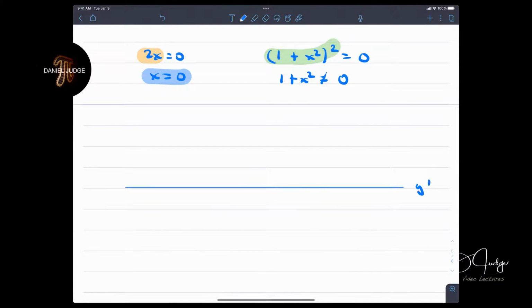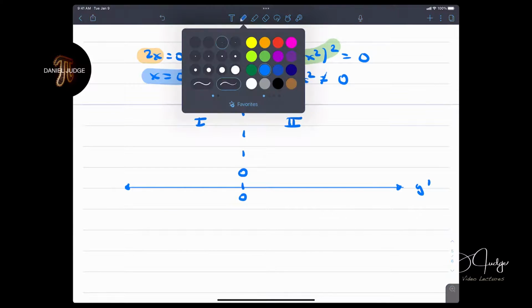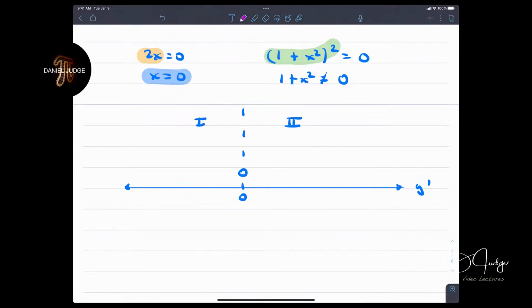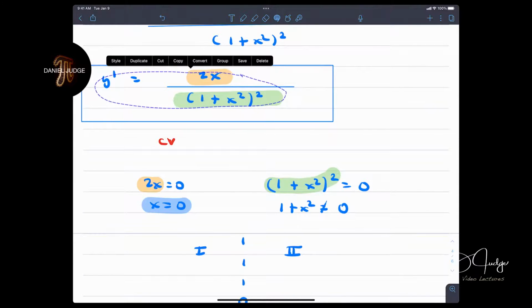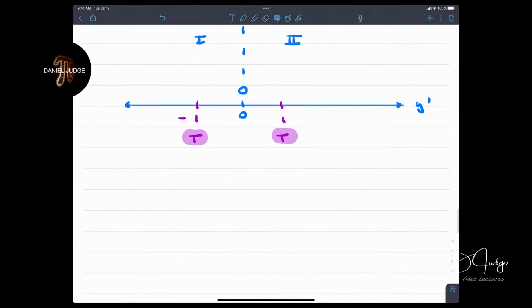Okay, the only critical value is at 0, so we're going to have a sign analysis here. First derivative is 0. Region 1, region 2. -1 as a test point. +1 as a test point. And we are testing, ladies and gentlemen, the first derivative here.